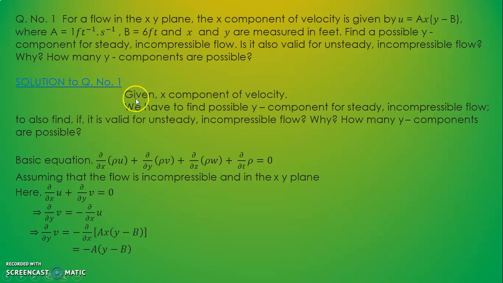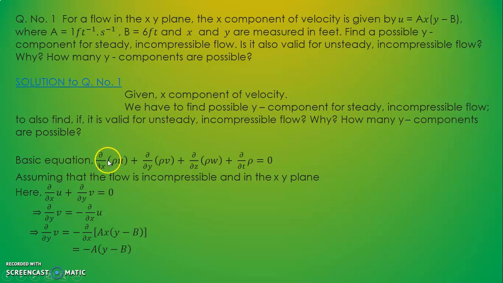Solution to question number 1. The given data is shown here. We have to find a possible y component for steady incompressible flow, and also find if it is valid for unsteady incompressible flow. Why? How many y components are possible?